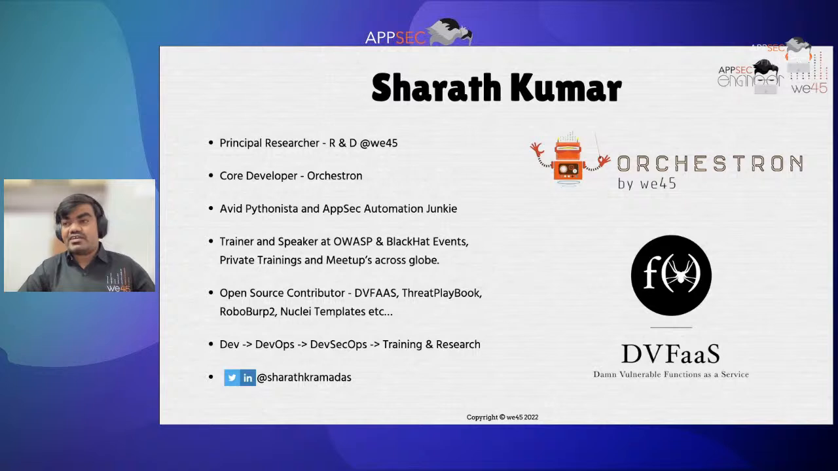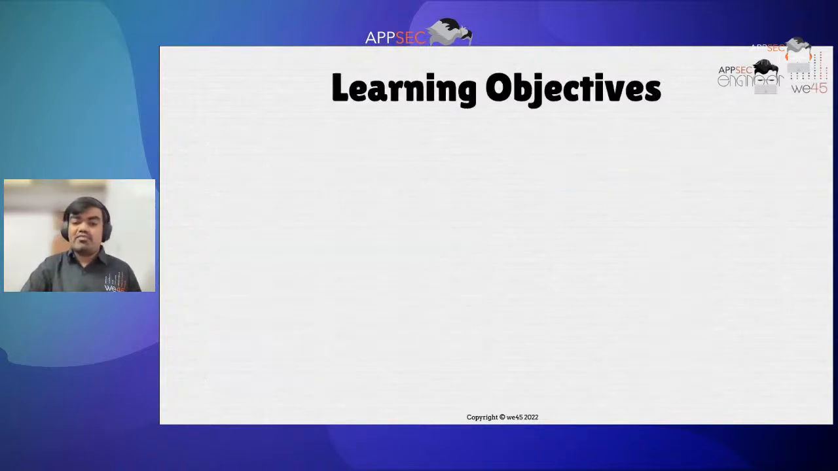I'm a Python developer by heart, but I also do a lot of AppSec automation using Node.js, Java, and Golang. I'm a trainer and speaker at multiple OWASP and Black Hat events, and I also handle private trainings for a couple of private organizations. I also deliver talks, webinars, and trainings for meetups around the globe. I've contributed to open source projects like DBFast, Threat Playbook, RoboBug2, and I've also drafted a few templates for Nuclei. So this is my journey. In case you are interested to know more about me, you can check out my Twitter and LinkedIn handle. So without further ado, let's get started with our live code session.